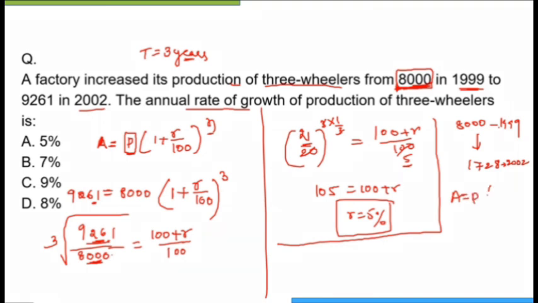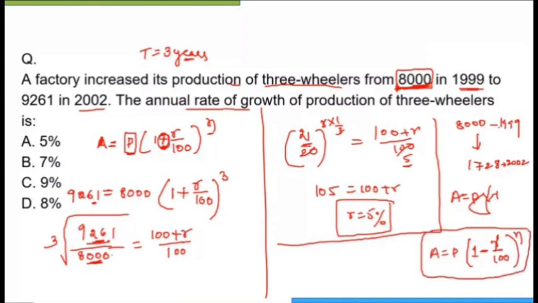Observe it. We do take amount is equal to P of 1 plus r by 100 whole power n. Plus is taken when that is growing. If in case it is not growing, or if in case it is reducing, you will take 1 minus R by 100 in this case. 1 minus R by 100 whole power of n. So this kind of questions you would be seeing in population.